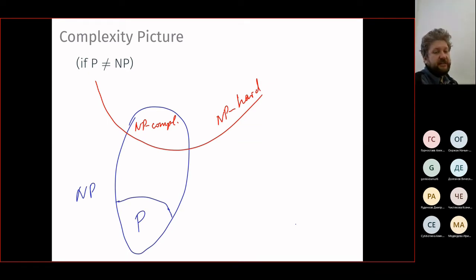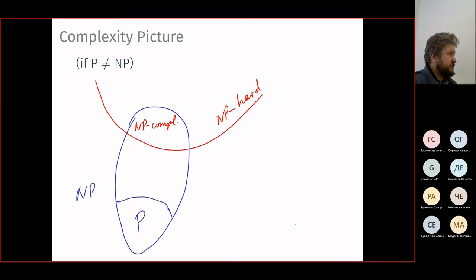Here you see that you have the NP class. On the bottom, the easy problems are P, polynomial. And on top, you have the NP hard problems. The intersection of NP and NP hard is the NP complete problems. If P is not equal to NP, this picture does not collapse. If P equals NP, everything collapses: NP, P, NP complete is the same. But here you have NP complete problems, which are not polynomial. You have hard problems, easy problems. You also could have something in the middle, and actually there are theorems that there exist intermediate problems.